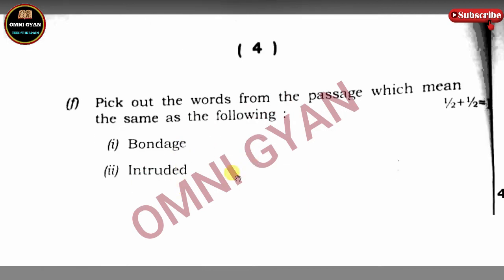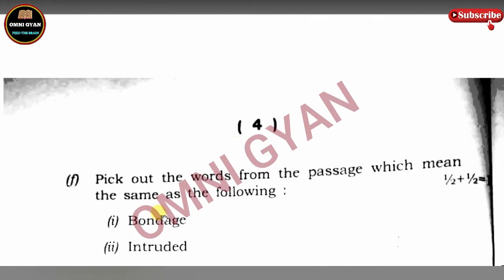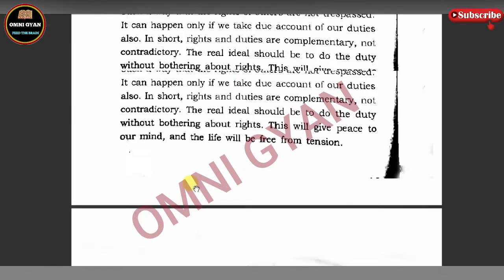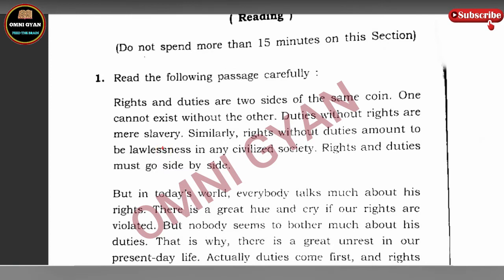Alright, now here you see option is not given. You have to write the answers directly, it seems. Pick out the words from the passage which mean the same as the following. So option is not given here. You have to find the meaning of both the words. The first word is bondage. If you look at the dictionary, bondage means the same as slavery. Bondage means slavery.